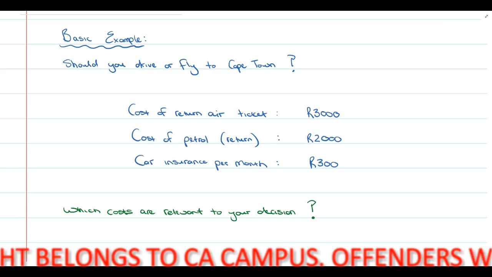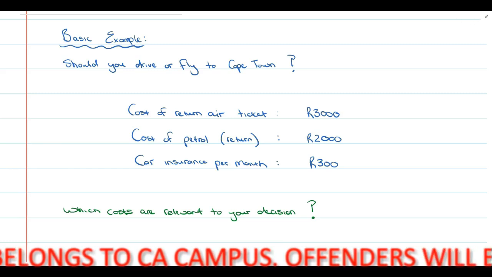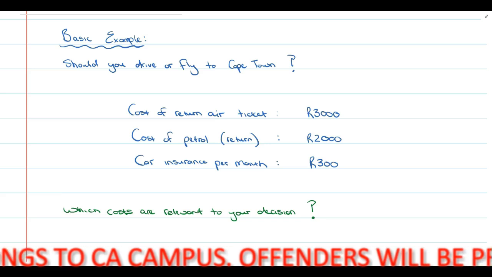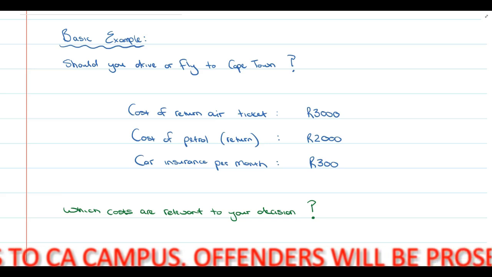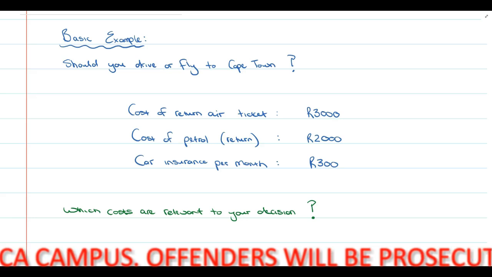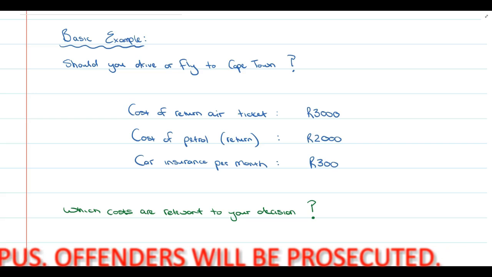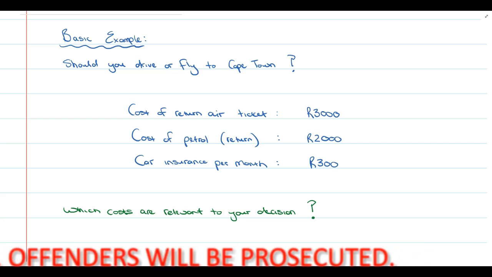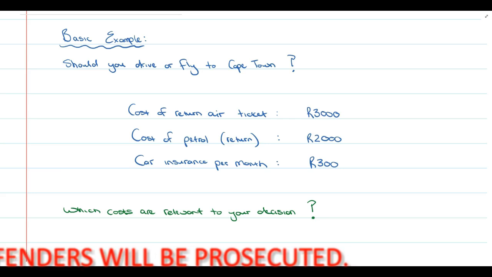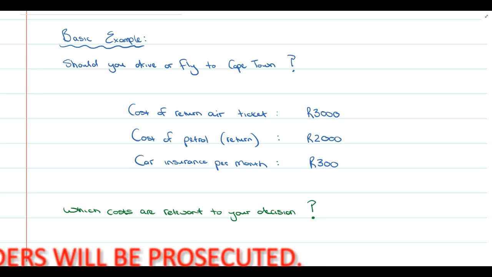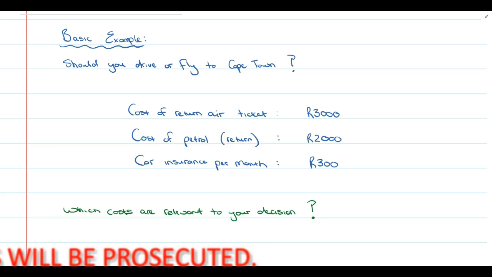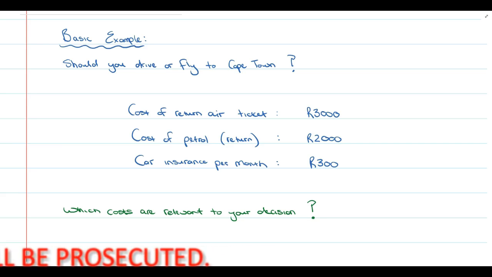So in this basic example over here, you're deciding whether you should drive or fly to Cape Town, and you've been provided with the following information. The cost of a return air ticket is 3,000 Rand. The cost of petrol, and it's also return, is 2,000 Rand. And the car insurance per month is 300 Rand. Which costs are relevant to your decision? So when you're deciding now if you're going to drive to Cape Town or fly to Cape Town, which costs will you take into account?